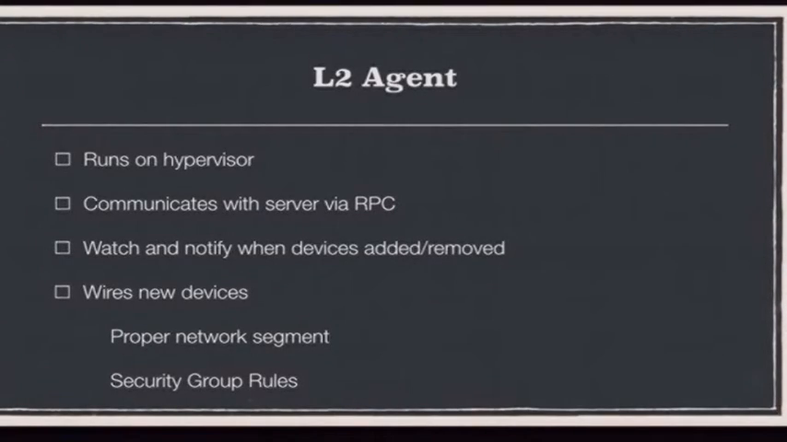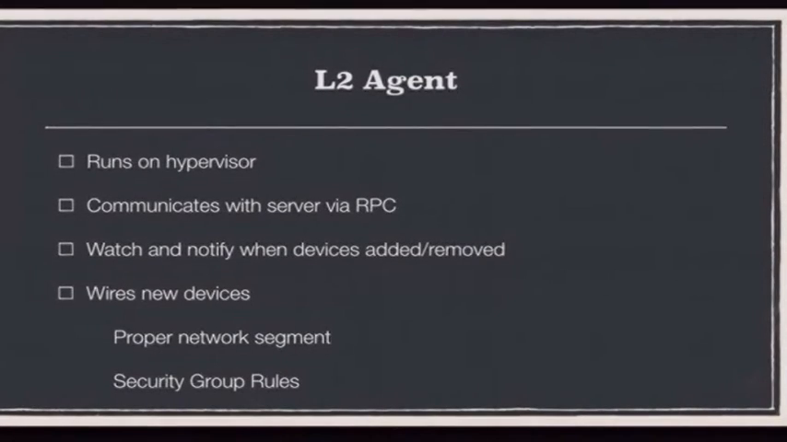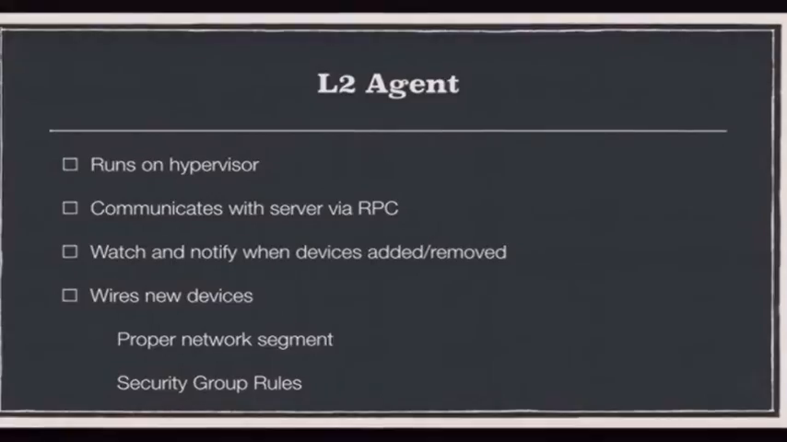So when we start talking about the L2 agent, kind of walking through the different components, the L2 agent runs on a hypervisor in the reference implementation. So if you're taking a look at what you would get in Neutron source code, it's going to communicate with the server via RPC. And basically all it does is wait until it notifies Neutron, hey, a device has been added or removed to the logical switch on the hypervisor, whether a bridge or Open vSwitch. It doesn't really matter. They both work the same. And then once a new device is ready, it ensures the device is connected to the proper network segment, as well as applying the proper security rules.